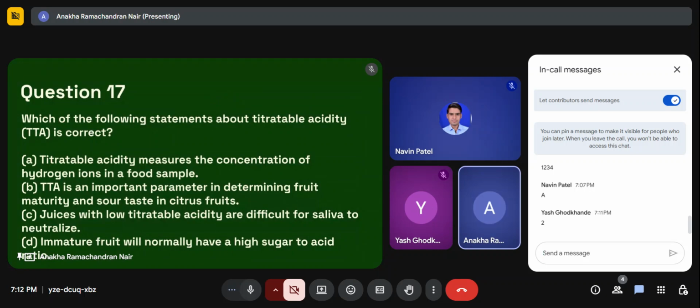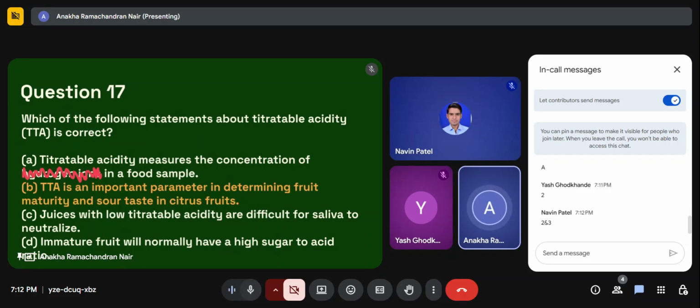All right, I'm not seeing anything. Let's see what the answer is. 2 and 3. All right, so the answer for this is option B. Titratable acidity measures the concentration of hydrogen ions is not correct. In this case, it is not the hydrogen ions that are being sampled. Hydrogen ions do give the pH of a solution, free hydrogen ions, but that is not the total acid content of a liquid, right? That is what is measured in TTA.